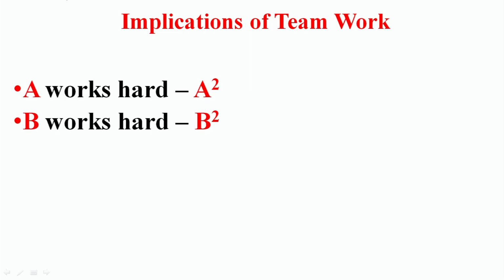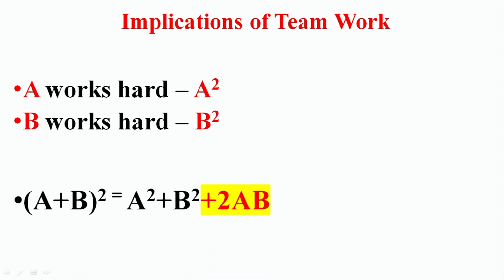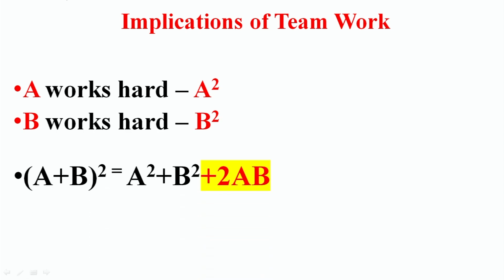Now comes the role of teamwork here. When A plus B both work together in a very hard manner, you are going to get two additional factors: A square, obviously because A is working hard, and B square, obviously because B is also working hard. But there is one more addition that we are getting, 2AB. So, this is the implication of teamwork. These are some of the issues that we need to take into consideration while taking up research methods in a qualitative manner.